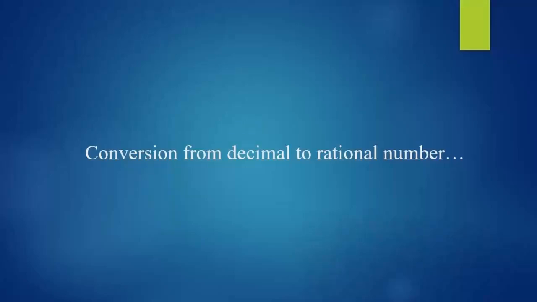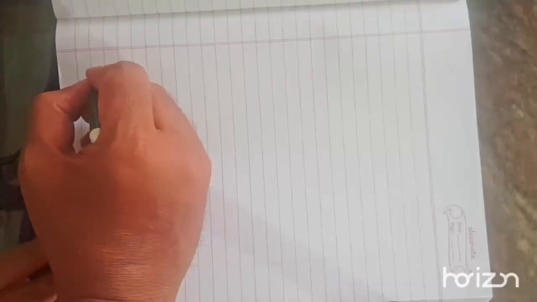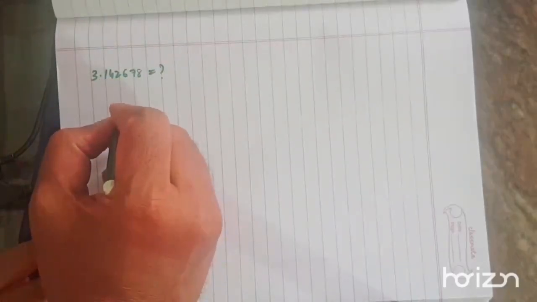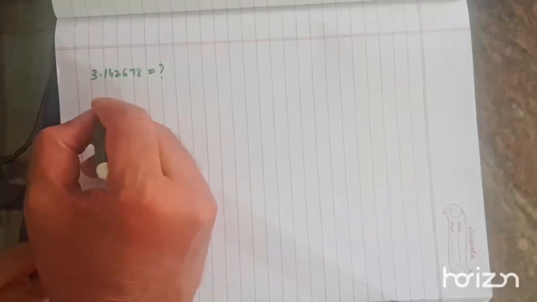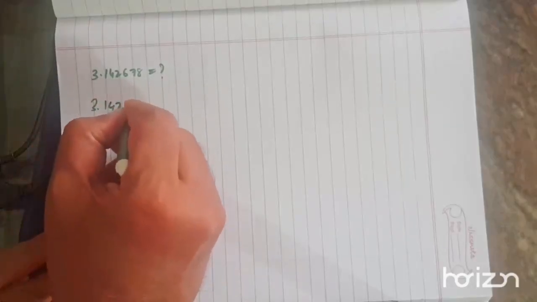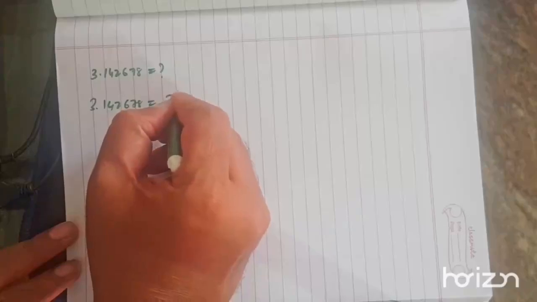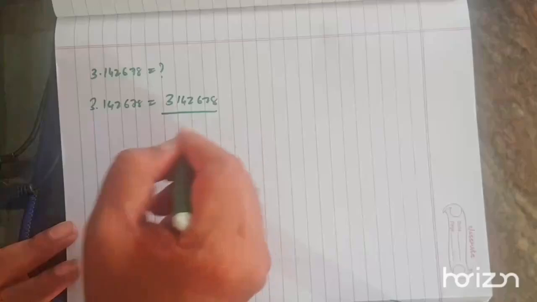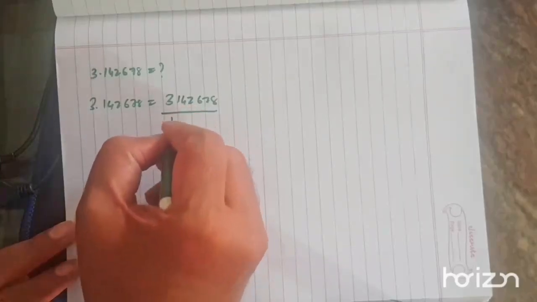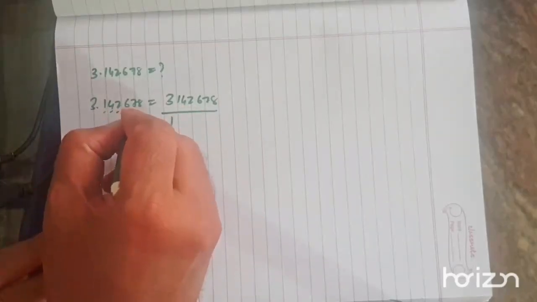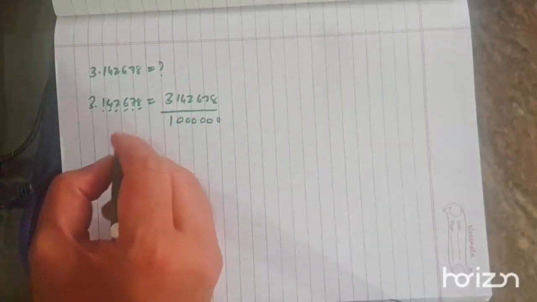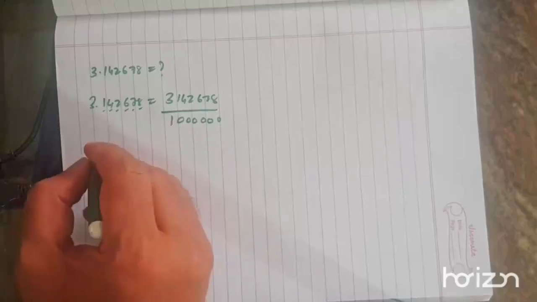Now let us see how to do the reverse, converting a decimal number to a rational number. So let's look at converting decimals to fractions. If I have a number 3.142678, how would I convert it into a fraction? This is the easy case because there are no recurring digits. We just need to take away the decimal point and divide by 1 with the appropriate number of zeros. Here there are 6 digits after the decimal point, so we just divide by 1 million. That will give us the fractional representation of the decimal number.